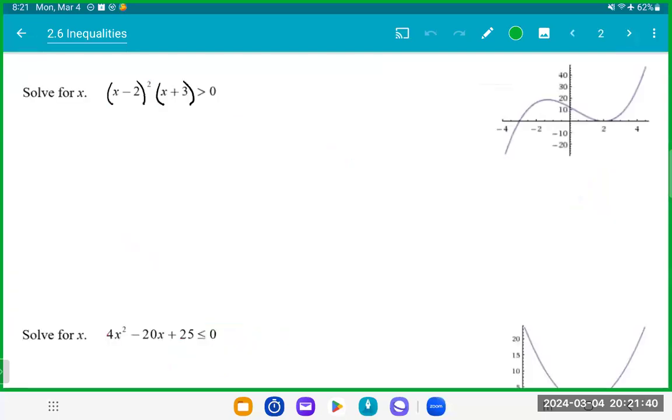We're going to have quite a bit of practice at this. So always build this little table. I promise you it makes it easier. So for this one, we can see that x is 2 and negative 3 makes our values 0. So we have negative 3 and 2. So this is kind of our boundaries.